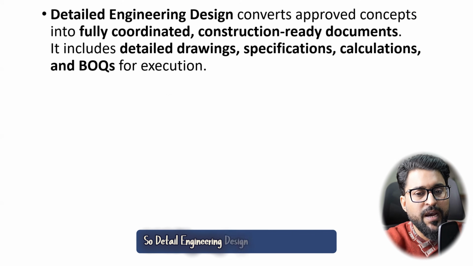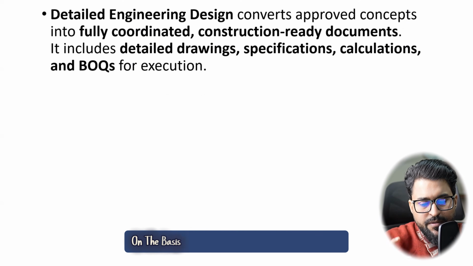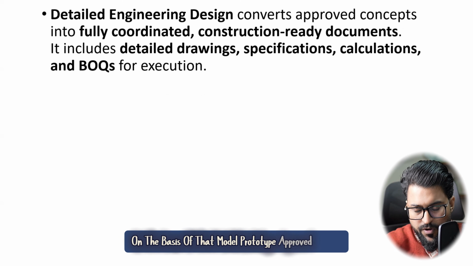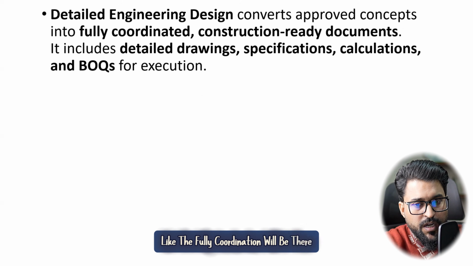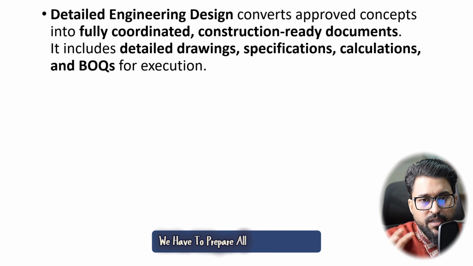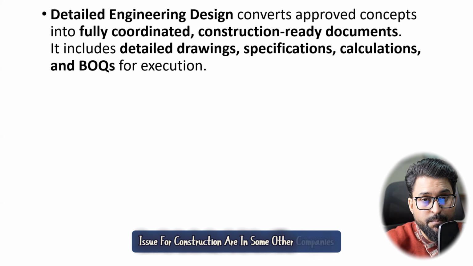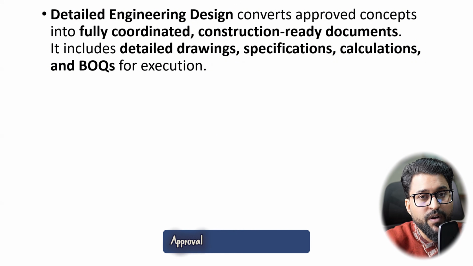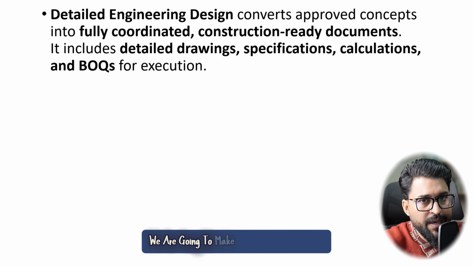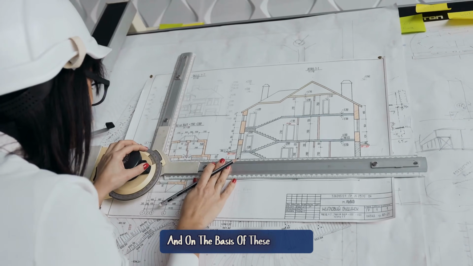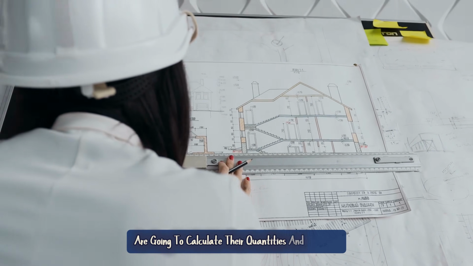Detailed engineering design is going to convert the approved concepts which are already done in the basic design. On the basis of that model, prototype, approved layout, now the detailed engineering design will be set up, with full coordination. Construction ready documents, we have to prepare all the ready to go construction drawings, which we call IFC drawings, issued for construction, or in some other companies they say AFC drawings, approved for construction drawings. On the basis of these drawings we are going to make our construction, right? And on the basis of these drawings, quantity surveyors, the estimation people, are going to calculate their quantities and all that, right?